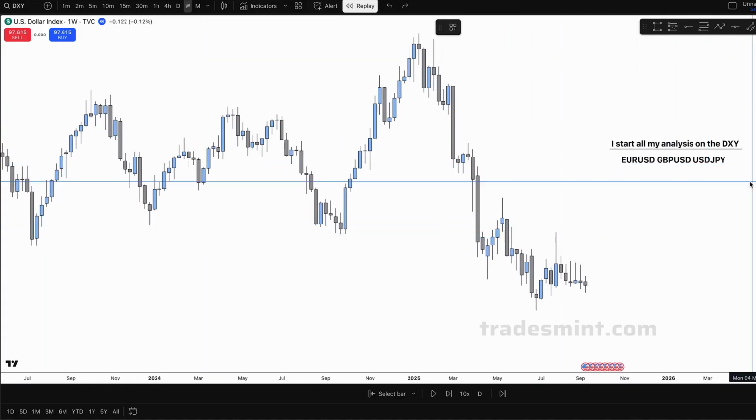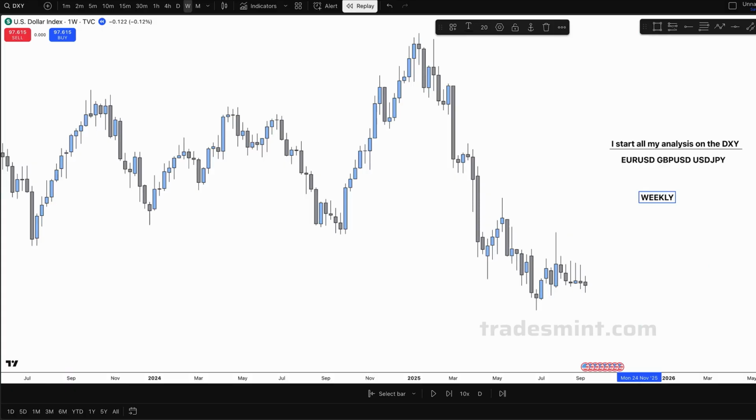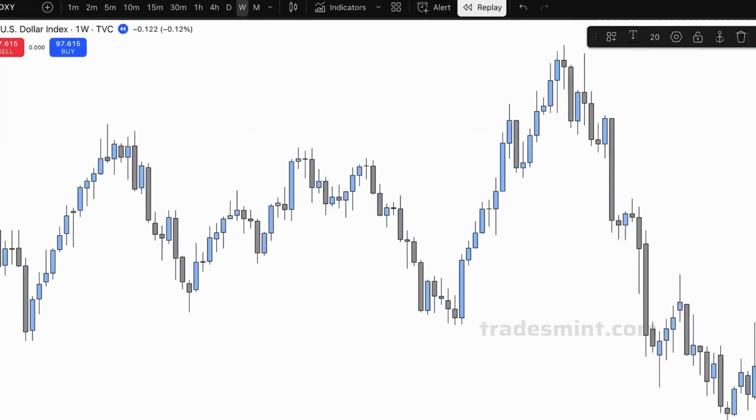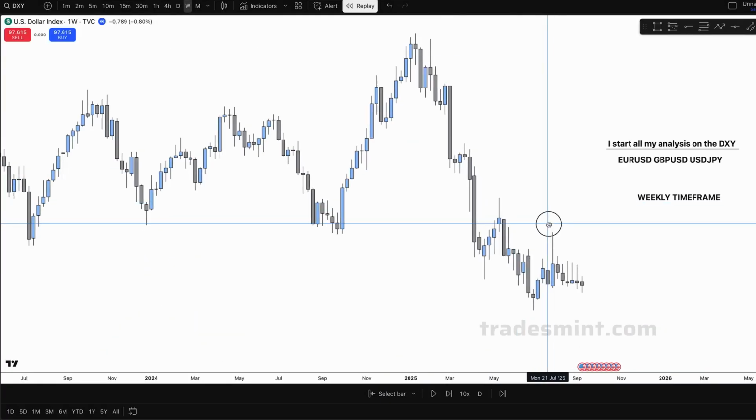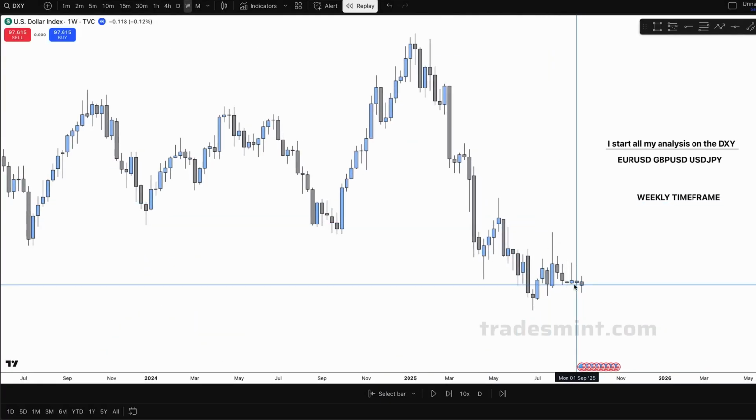And narrative creation begins on the weekly time frame. So you want to be on the 1W, the 1 week, right? This one just here at the top. When you're on the weekly, each candle is showing you a week of price action.